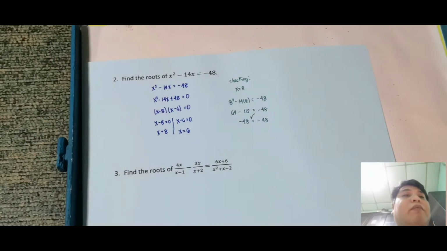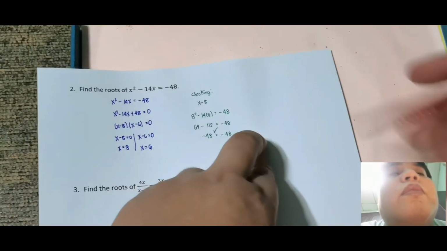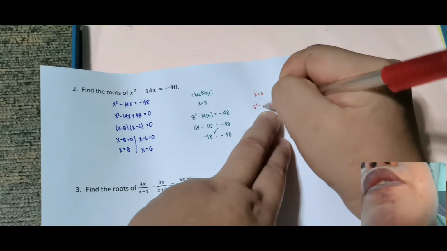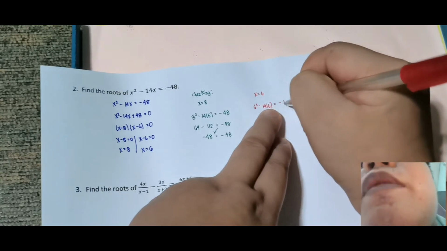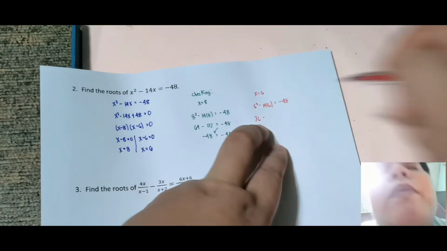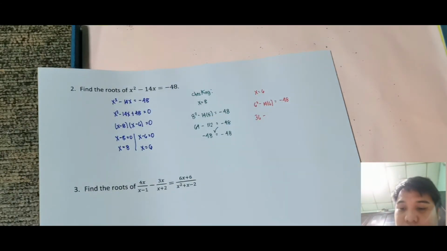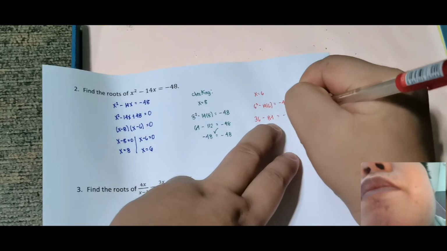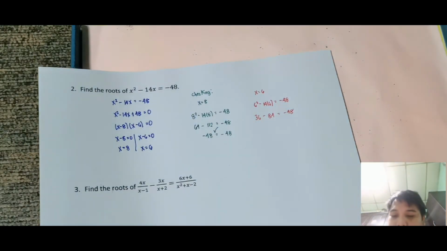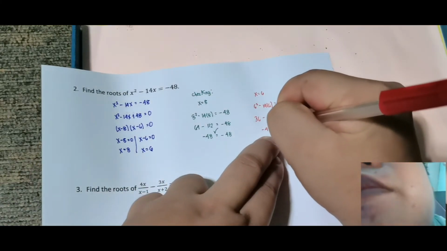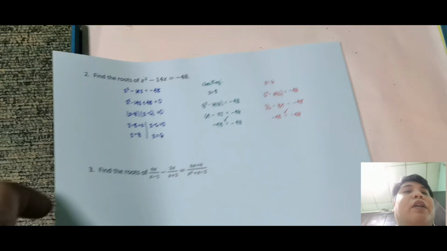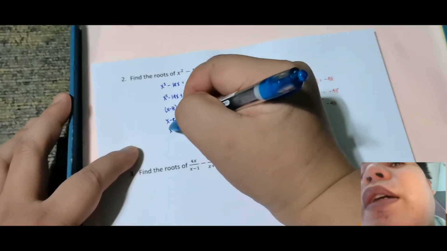Next is yung isang value. Bilisan ko konti. So, this is x is equal to 6. So, this is 6 squared minus 14 times 6 is equal to negative 48. So, this is 36 minus 14 times 6. That is 84. Check ko na lang sa calcu. 36 minus 84, that is negative 48. So this is negative 48 is equal to negative 48. Therefore, ang value ng ating x are 8 and 6. Ito yung dalawang value niya.